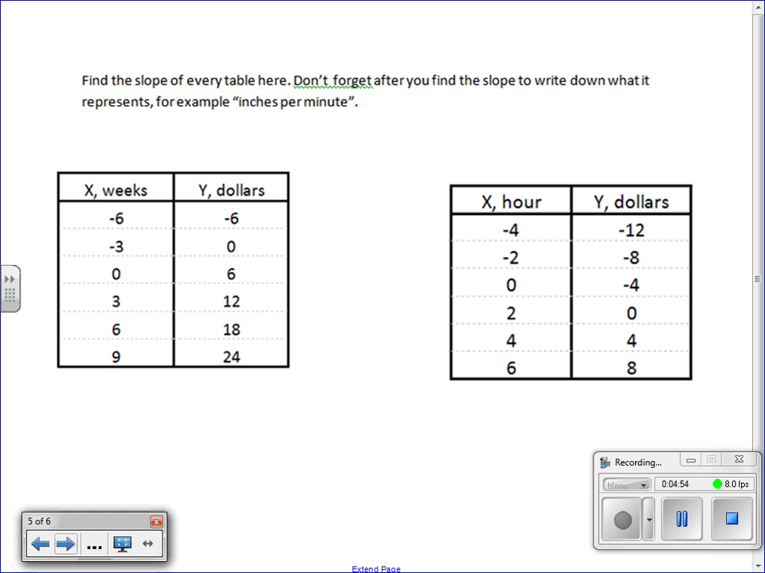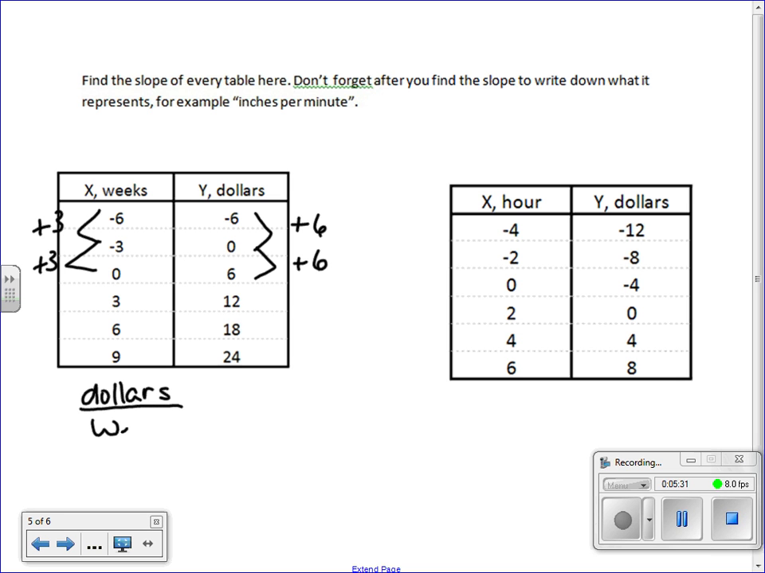Now we turn to the back of our paper. This is a continuation of what we've been doing in class, ladies and gentlemen, where we find the slope of every table down below. Don't forget, after you find the slope, to write down what it represents, for example, inches per minute. So here, from negative 6 to 0, we're adding 6. From 0 to 6, we're adding 6. From negative 6 to negative 3, we're adding 3. From negative 3 to 0, we're adding 3. So our slope is dollars over weeks, which is 6 over 3, which is $2 per week. Because when you reduce 6 divided by 3, you get an answer of 2.